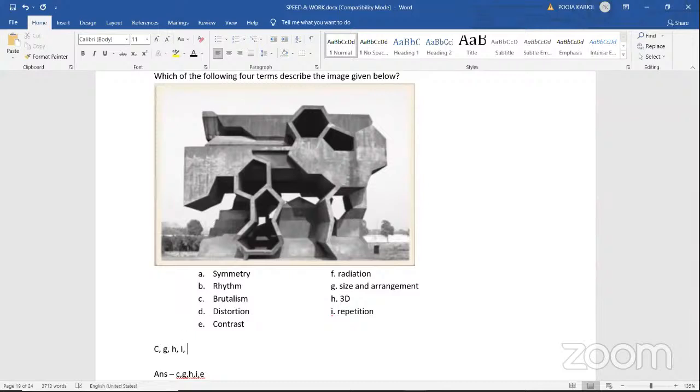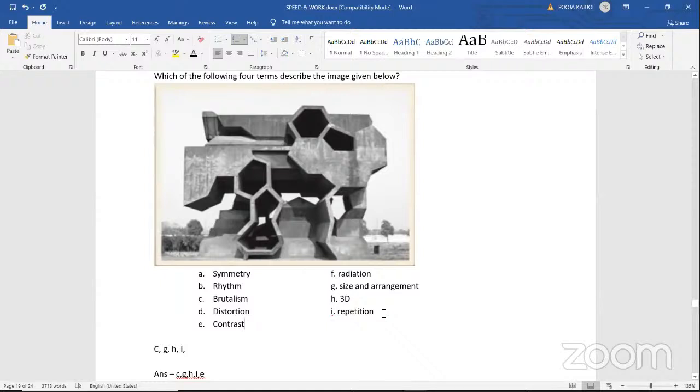Now, distortion. No. Distortion means, if you distort a normal picture... Contrast, I can say yes, because there is light and shadow, black and white. Contrast is there, not very apparent.